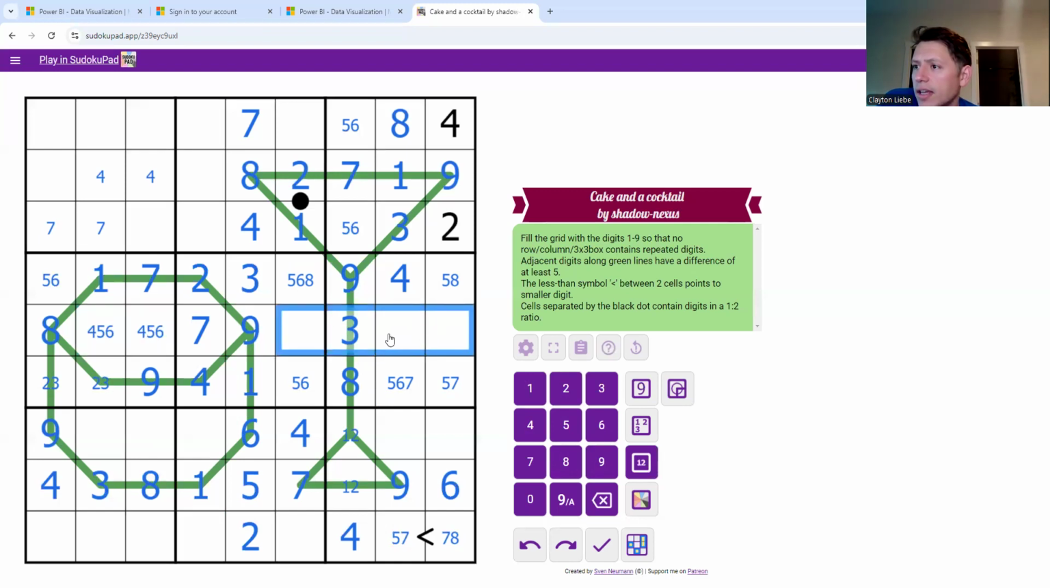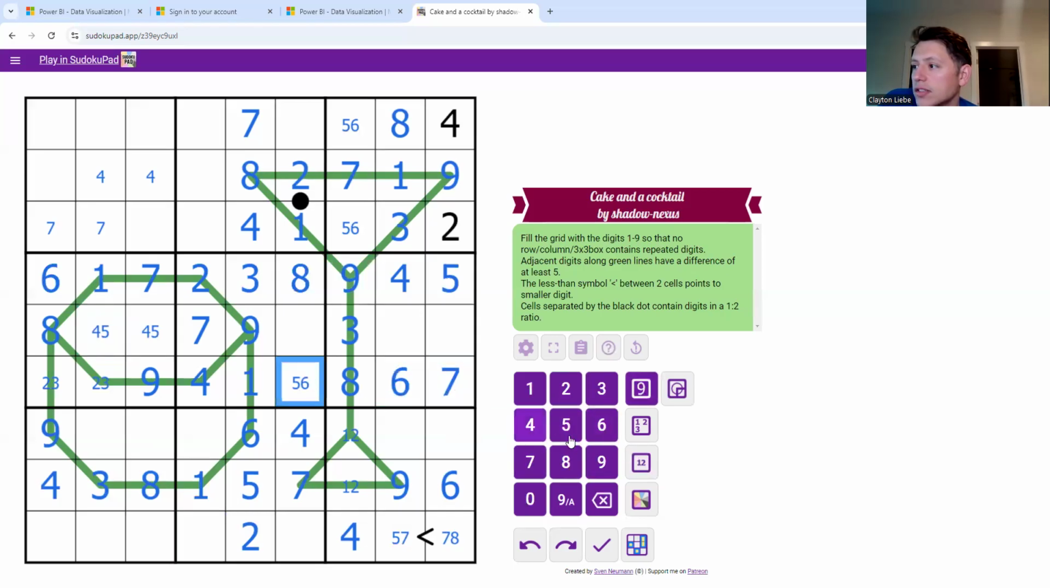And then I feel like there's too many things to, well, let's just pencil mark this box. 5, 6, and 8. And we can see clearly that 8 can't go anywhere else. So this is an 8, which makes this a 5, which makes this a 6. And this is now a 4, 5 pair. This is now a 7. This is a 6. This is a 5. This is now an 8.